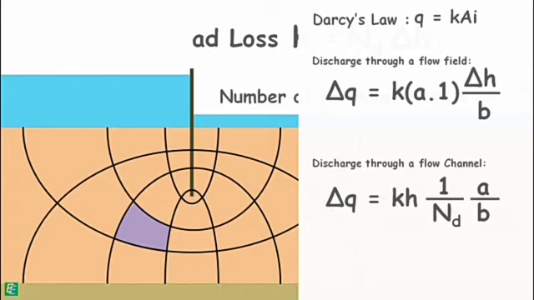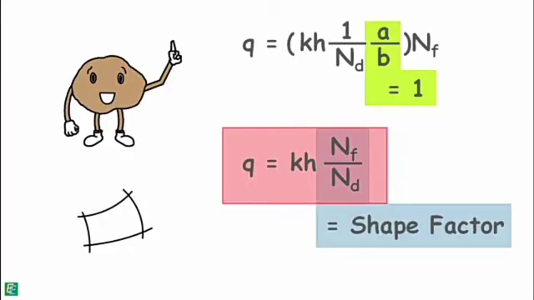And remember, the flow net is constructed of elementary squares, so the quantity a over b is 1. So the total discharge can also be written like this. This is called the shape factor. It depends on the boundary conditions.